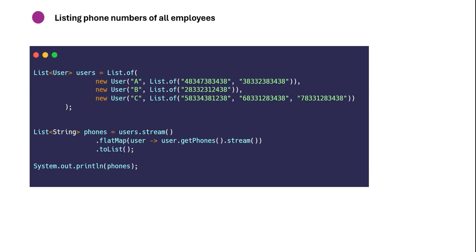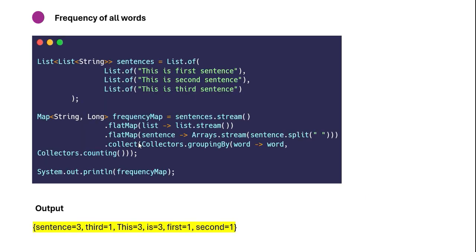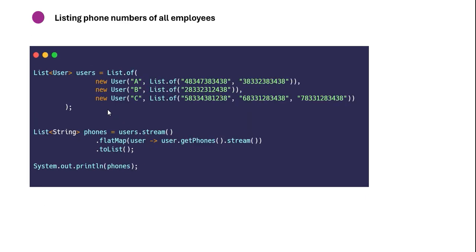Okay, initially we were using only primitive values. Let's say we have a custom object here, let's say a user, and each user has multiple phone numbers. I've just taken dummy phone numbers here, just to illustrate it. So let's say user A has 2 numbers and user 3 has 3 numbers. Let's say in your project you require the list of all the phone numbers of all the employees.